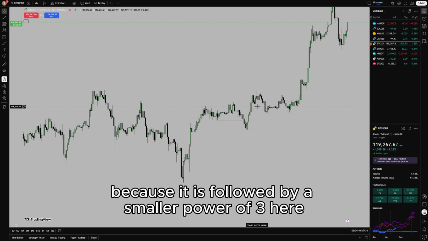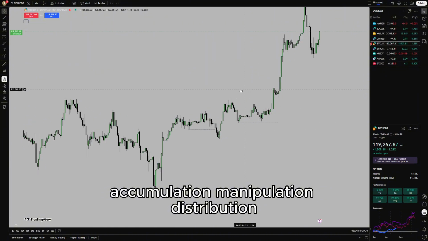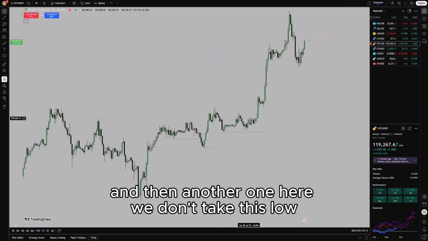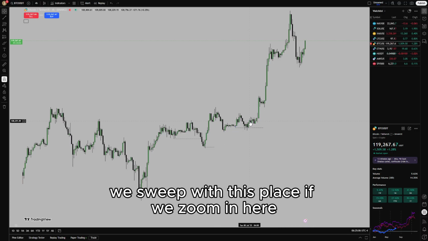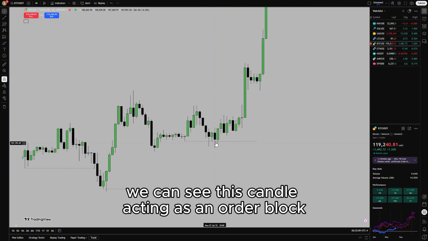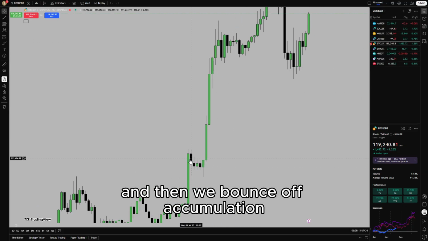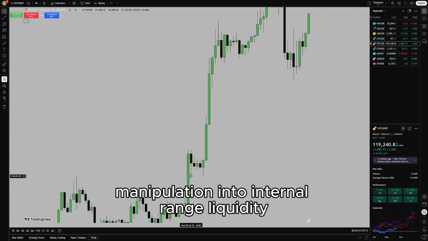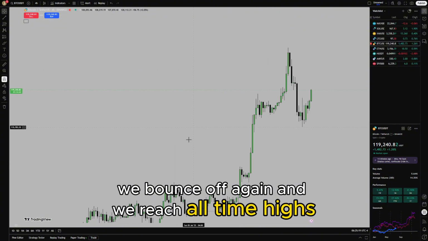Why? Because it is followed by a smaller power of three here, the accumulation, manipulation, distribution, and then another one here. We don't take this low, but instead we take the lows that matter. We sweep with this place. If you zoom in here, you can see this candle acting as an order block, and then we bounce off accumulation, manipulation into the internal range liquidity. We bounce up again, and we reach all-time highs.